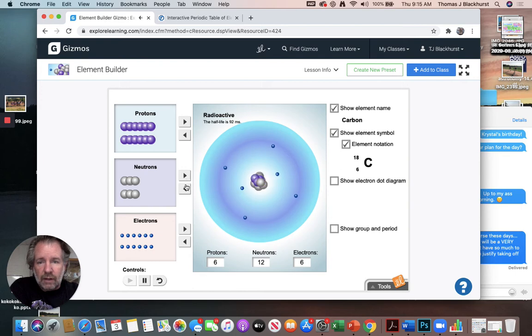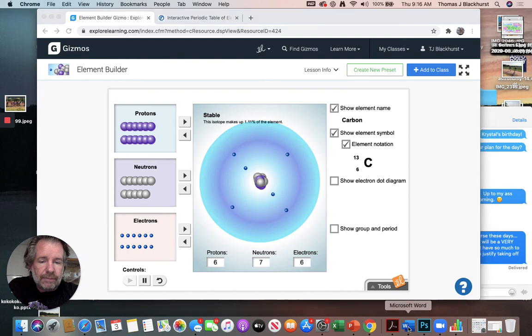Everything else, all the other isotopes, are going to be radioactive. So we're going to get back to carbon, but the two variations of carbon that are going to be stable are carbon 12 and carbon 13. I hope everybody can follow along with that.